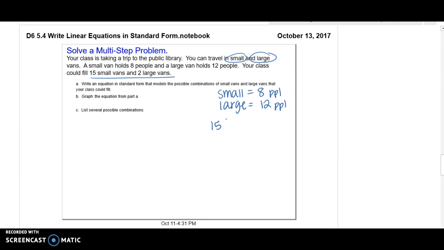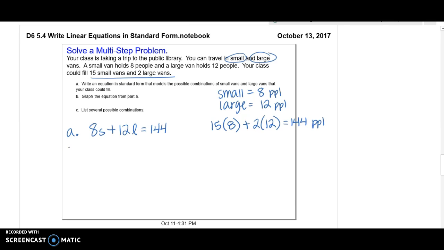Okay, so 15 small, so 15 times 8, plus 2 of our large vans. If we multiply that out, you get 144 people. Okay, that's going to be important. So we know how many we can fit in each van. We want to write an equation. It says write an equation in standard form that models the combinations of small and large vans. So we know our class is 144, and we know that there are 8 people per small van and 12 people per large van, and that's 144 people total.